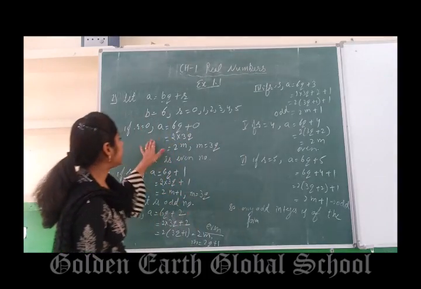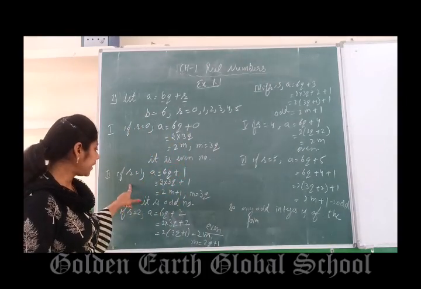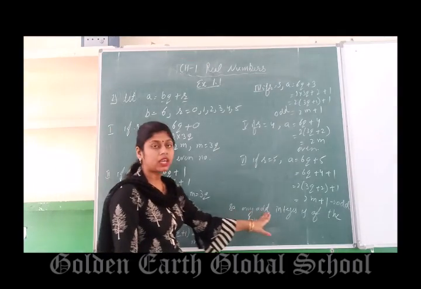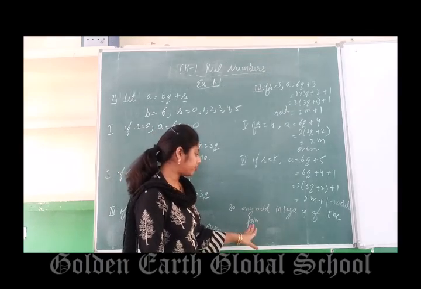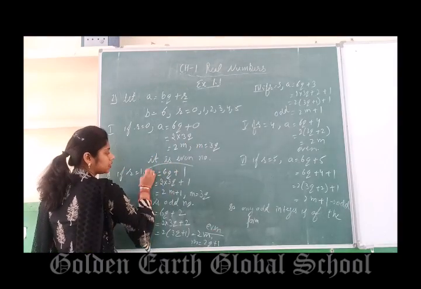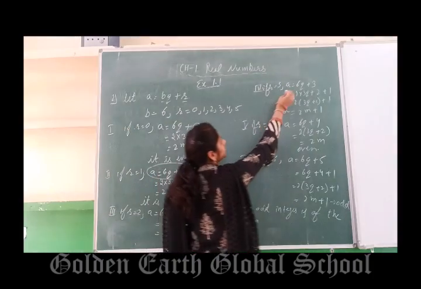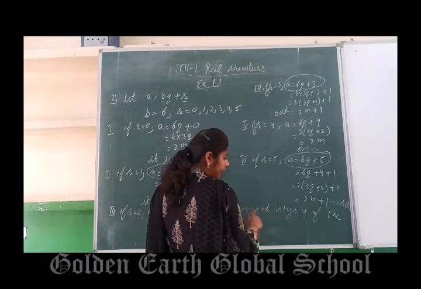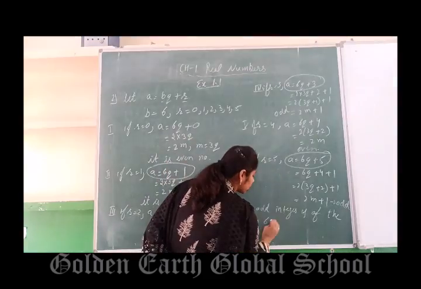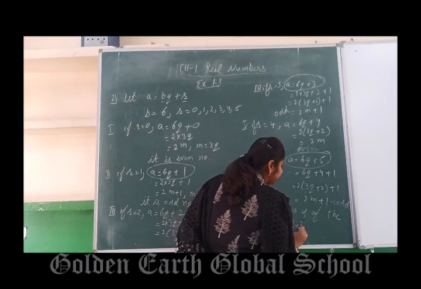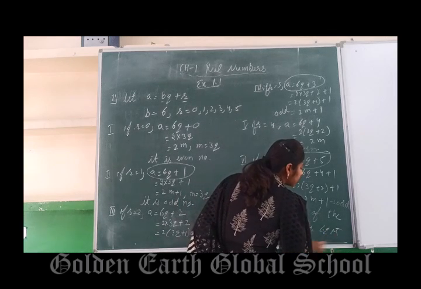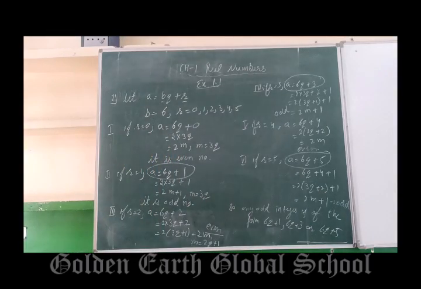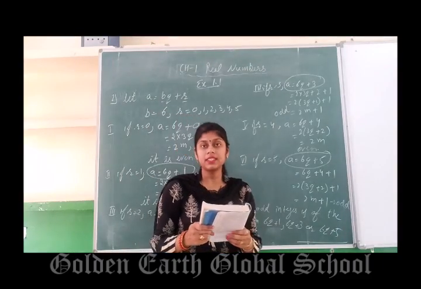Now we see first case even, second case odd, third again even. So at the end we have to conclude which are the odd cases. Any odd integer is of the form... Which are the odd cases? First is 6q plus 1, second 6q plus 3, and 6q plus 5. Any odd integer is of the form 6q plus 1, 6q plus 3 or 6q plus 5. So we have to prove all three cases. Clear? Similarly, the fourth and fifth questions are again the same.